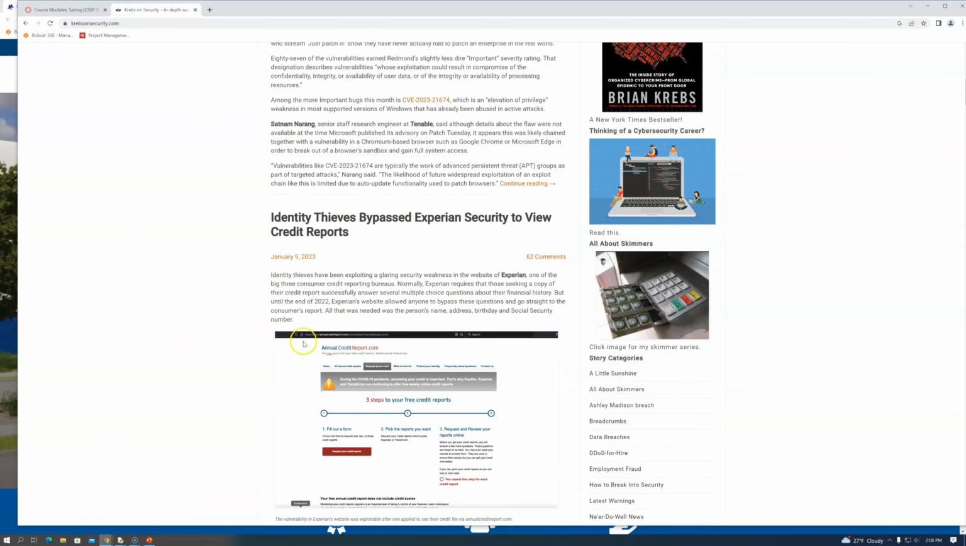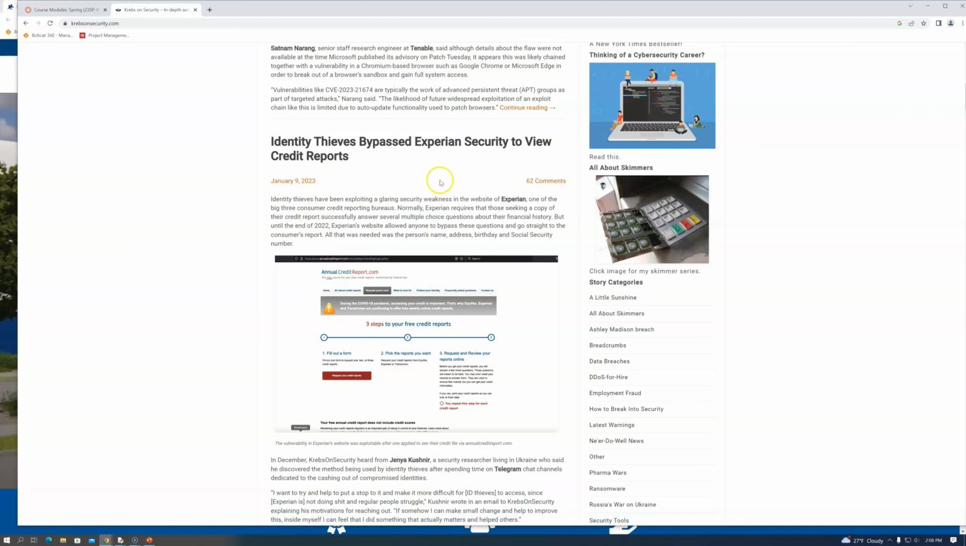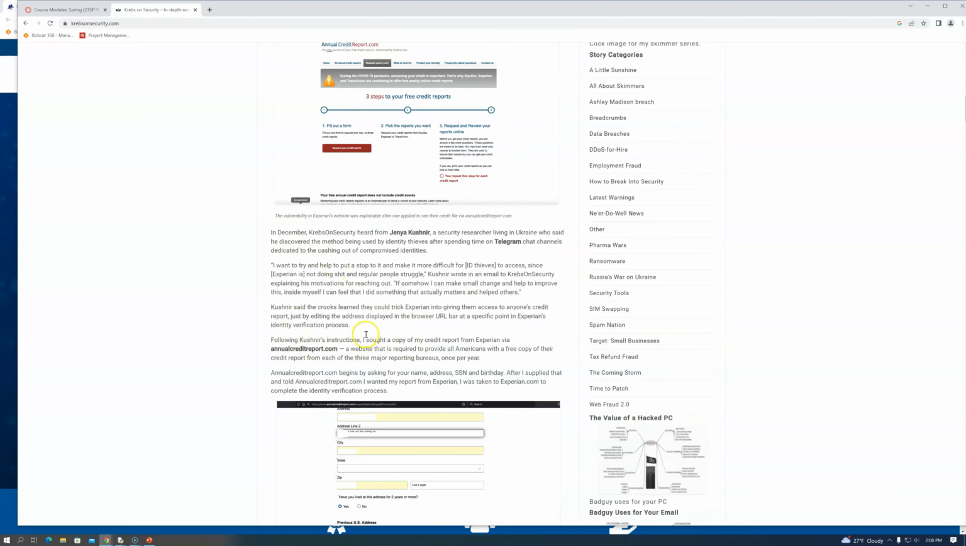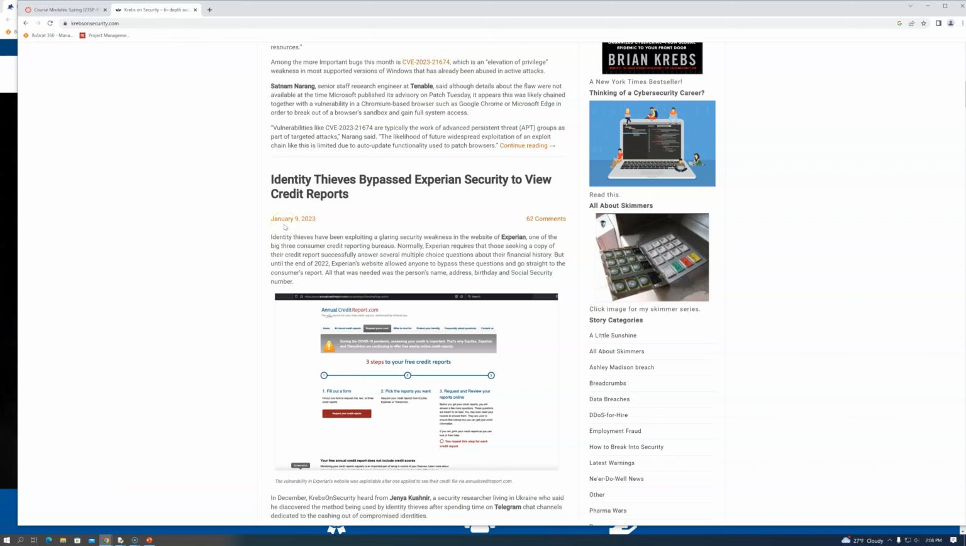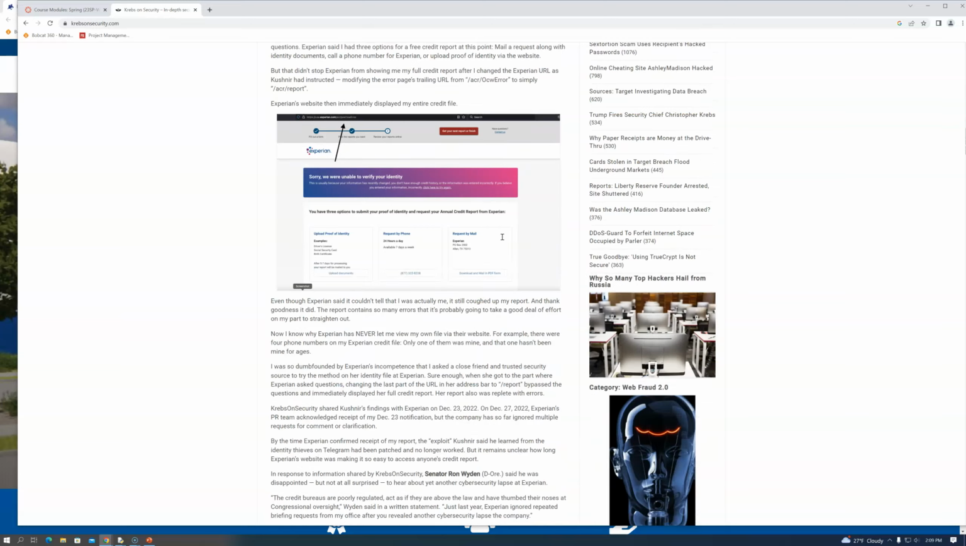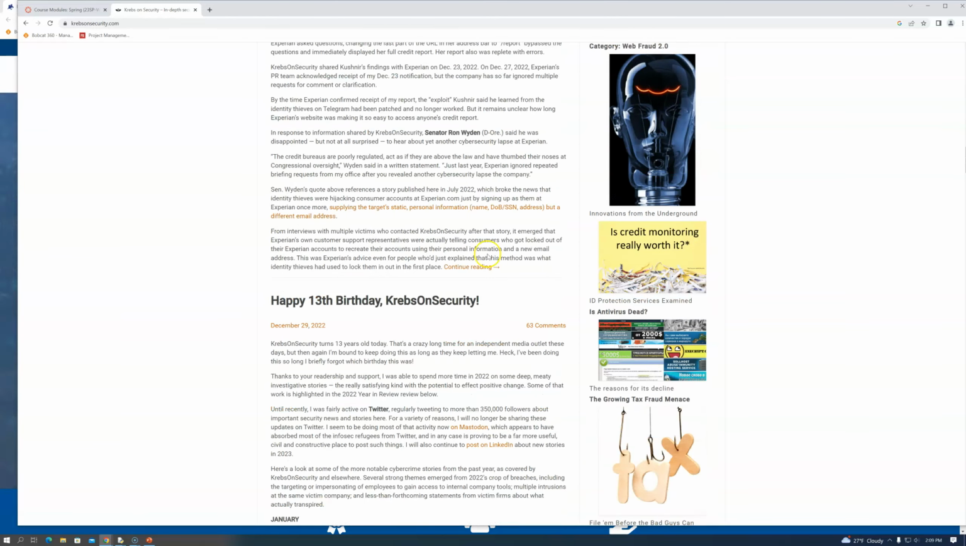Here's another article from a couple days ago. Identity thieves bypass security to view credit reports. Well, that surely can't be a bad thing, right? In fact, they will bash on Experian because Experian has historically had horrible security and has had several exploits where they have lost information. All you needed was a person's name, address, birthday, and social security number. Not a lot of detail. And I'd like to think those are all private, especially your social security number, but are they?